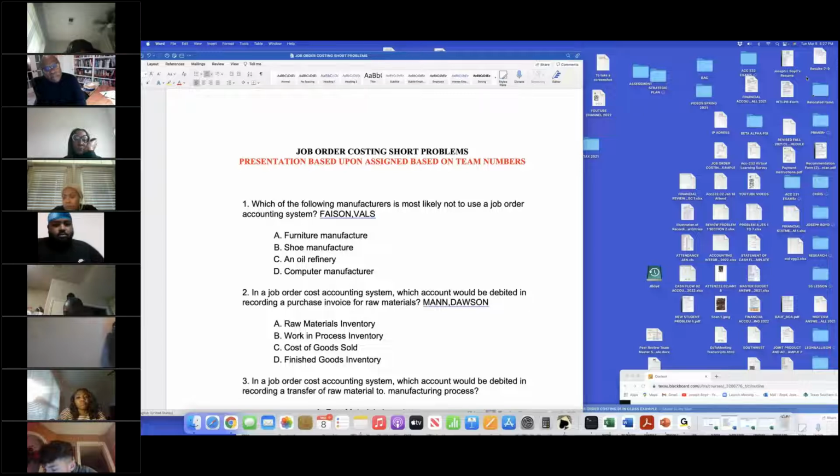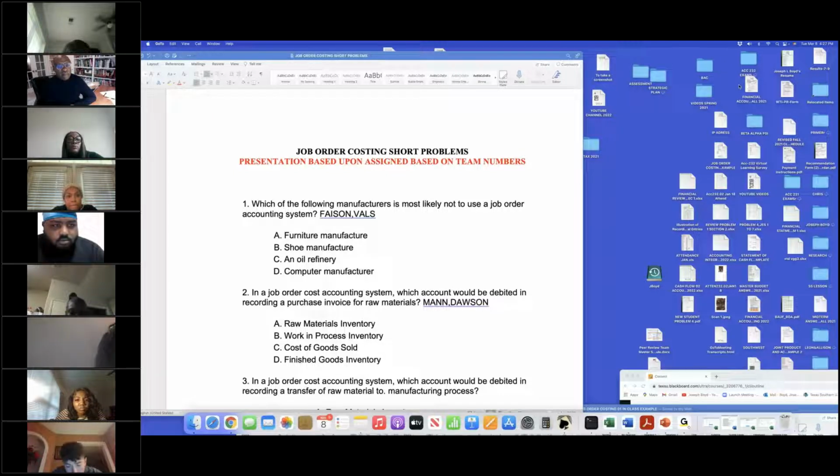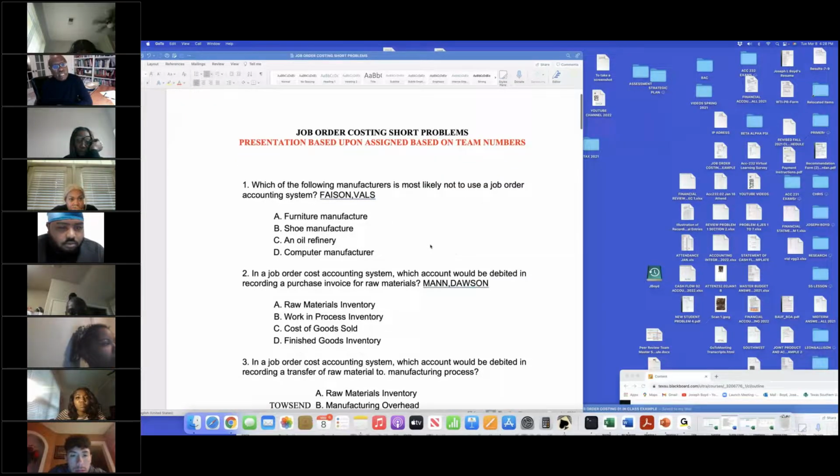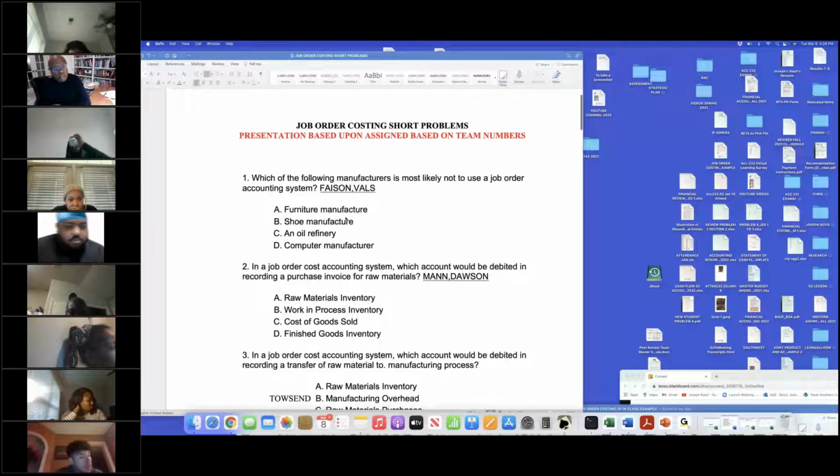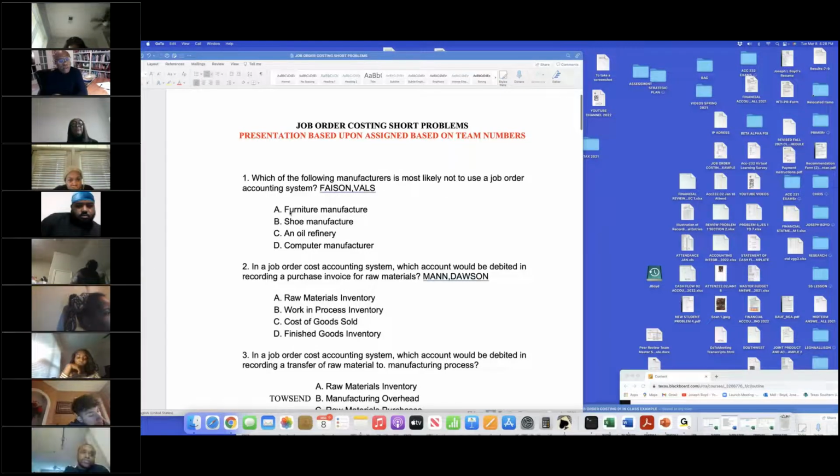Which of the following manufacturers is most likely not to use job order costing? Is it C, an oil refinery? The answer is C, an oil refinery, because you aren't making one specific unit that you can furnish, like a shoe or a computer, where you can see the actual item apart from others. With oil, it's all together.